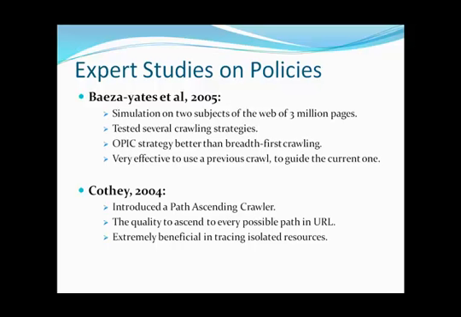Web crawlers aim at accumulating as many resources as possible from a website. They accumulate information by downloading it. In 2004, Kothi introduced a path-ascending crawler. This crawler had the quality to ascend to every possible path in the URL. It was considered extremely beneficial in finding isolated resources. It even found resources that would not have been found with any inbound link in regular crawling.